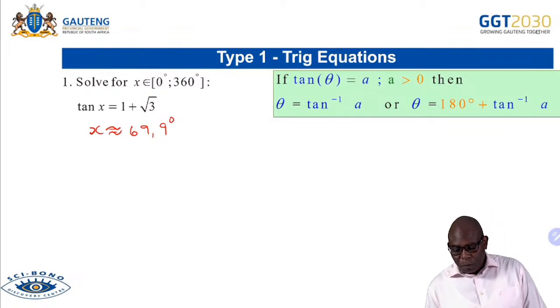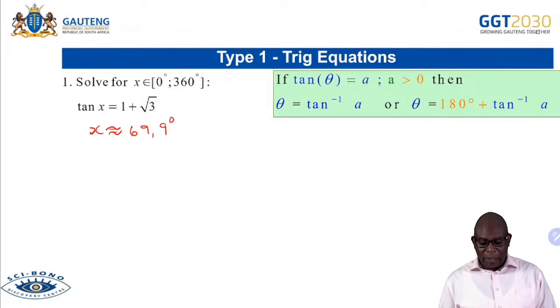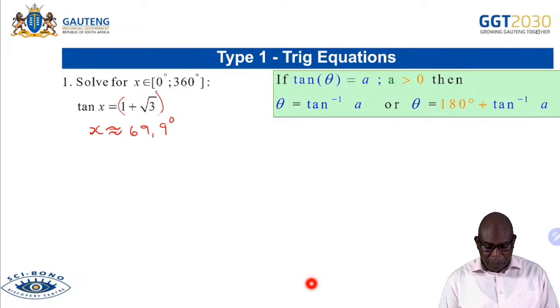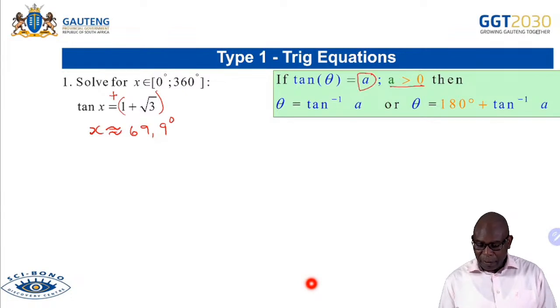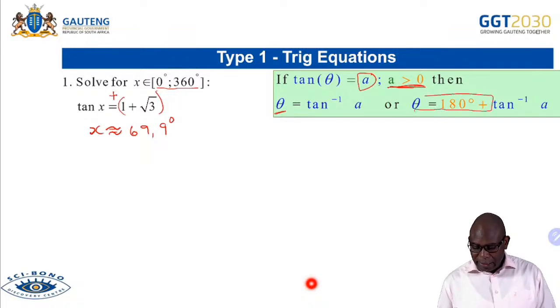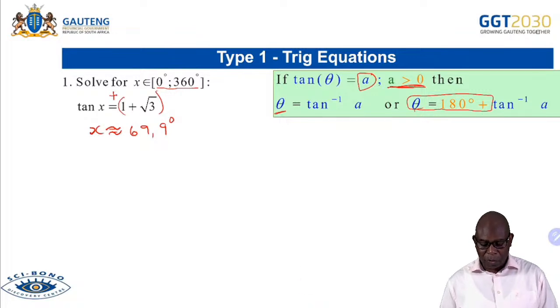Now, remember that if you check this value, it's positive. So if my value is positive, in other words, if my a value is greater than 0, then my solution will be, so remember my interval is from 0 to 360. So my solution will be in the first quadrant or in the third quadrant, because the value is positive. Remember, tan is positive in those quadrants. So this is how I prefer writing it.